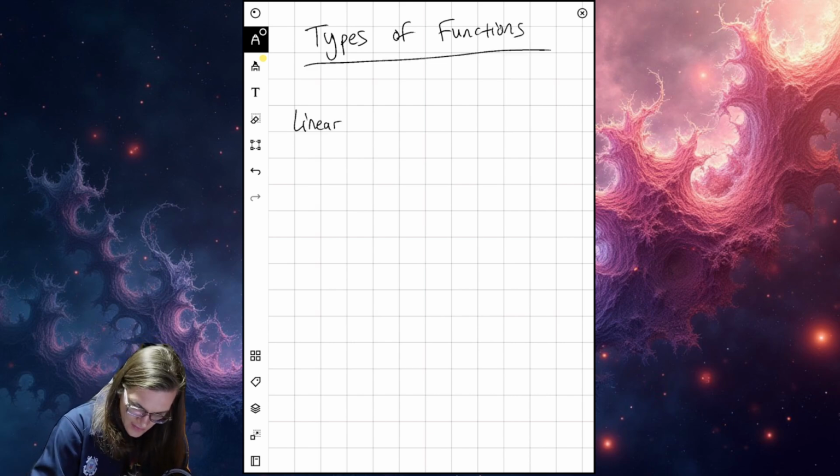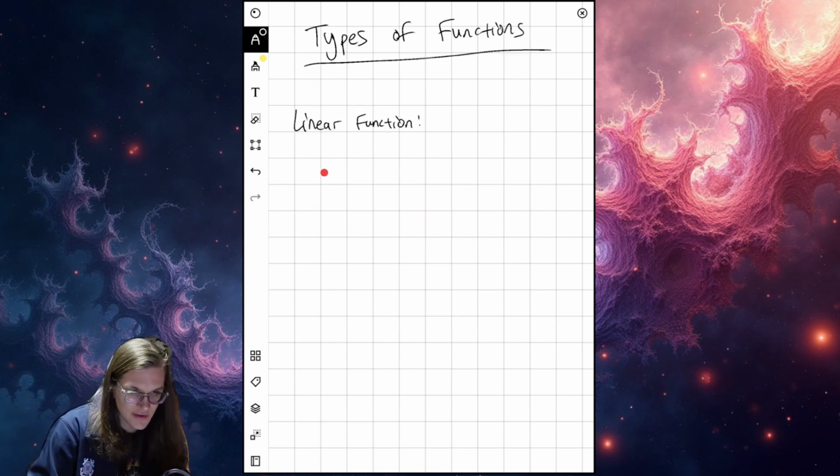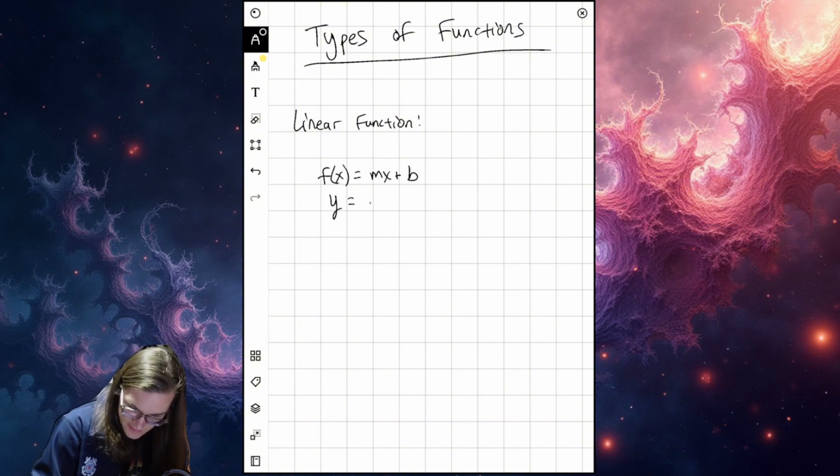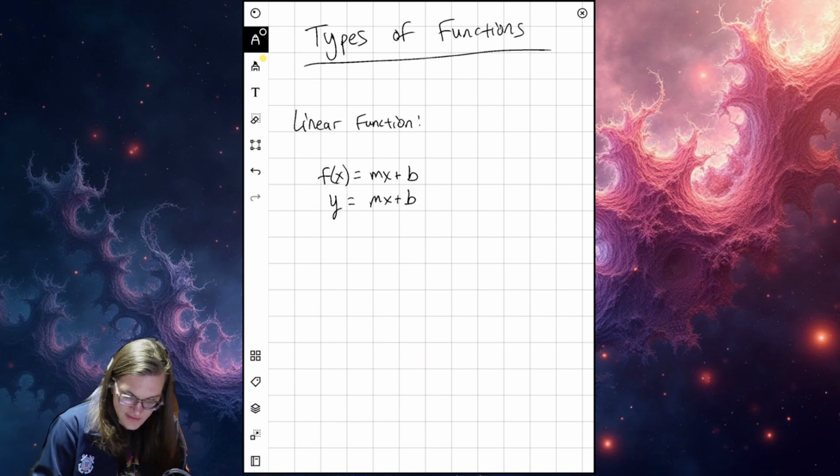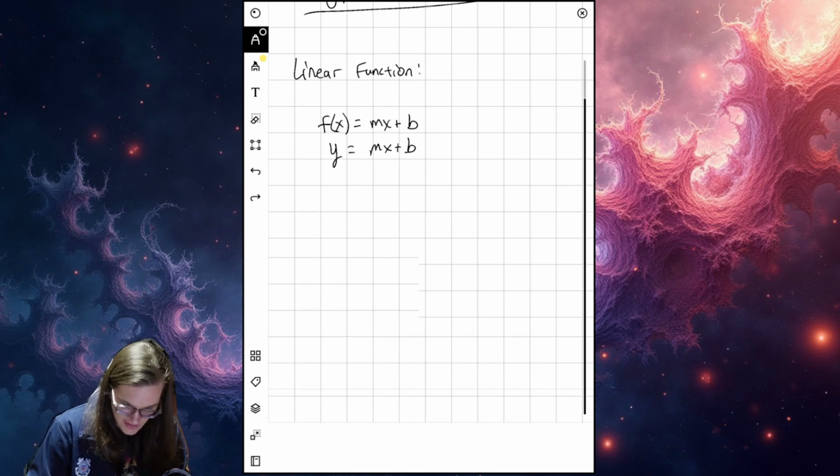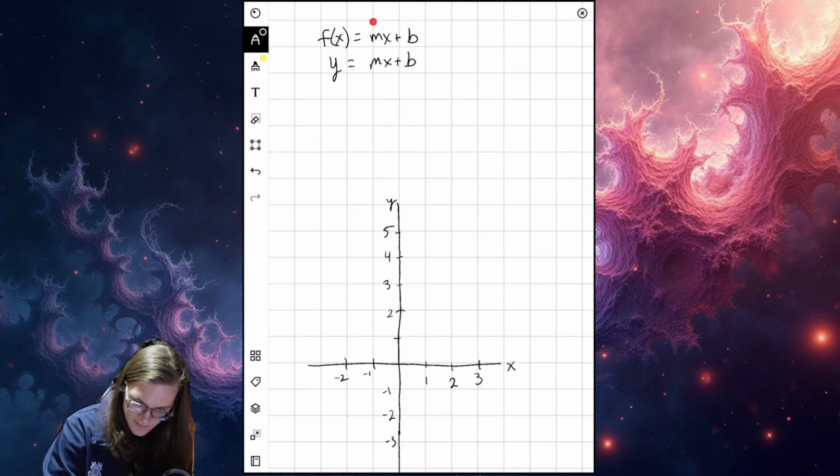We have linear function. Okay, linear function has this form you may be familiar with, right? y equals mx plus b. And the reason it's called linear is because it represents a line, a straight line, not a curve. A linear function, f of x equals mx plus b, well, that just means we get an output of y that is equal to this slope of m times the input x plus some value b. So this is the general form of a linear function.